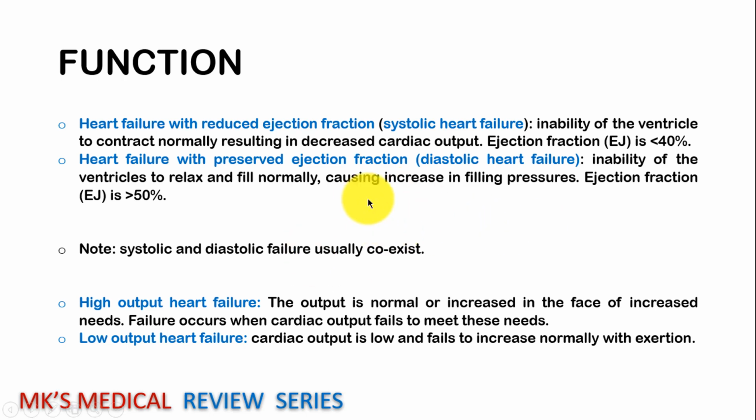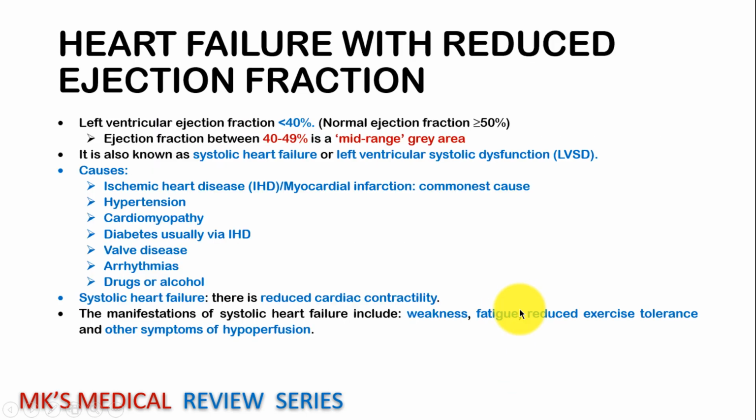Sometimes you may have features of both systolic as well as diastolic failure. Then you may have high output failure, where the cardiac output is normal or increased in the face of increasing needs, for example in patients with thyrotoxicosis or pregnancy. And then you may also have low output failure, where the cardiac output is low and it fails to increase normally with exertion.